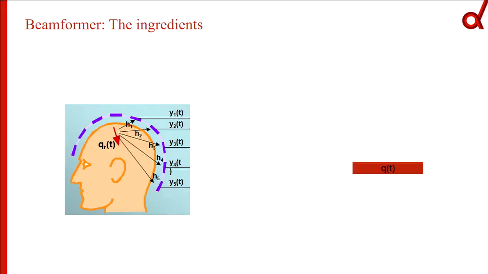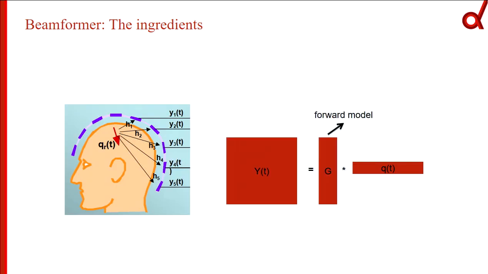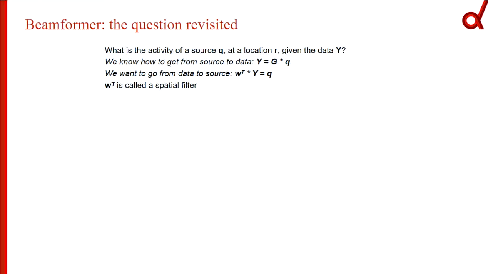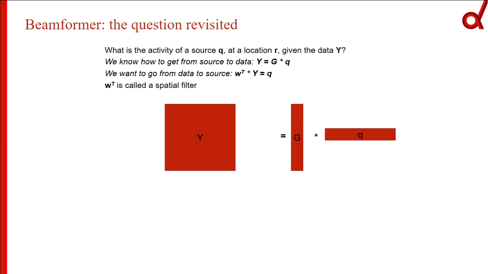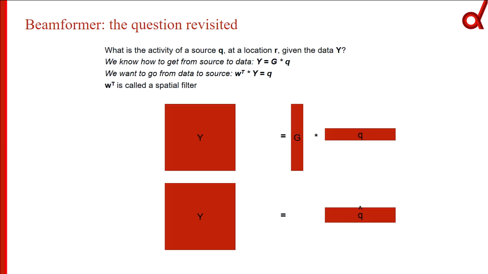So the ingredients again: we have a source Q, which we multiply with a forward model, and we end up with our measurements. So to rehearse a little bit, everything that's written has already been said. Basically we look at this G and Q again, which was Y, we said, but also Y has to be the source we want to estimate times the weight.